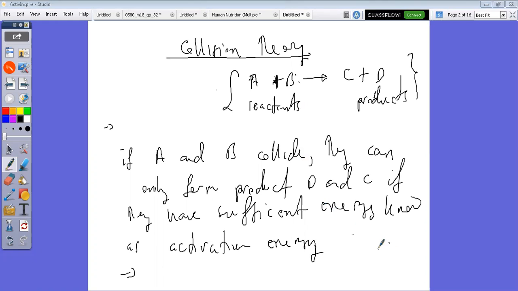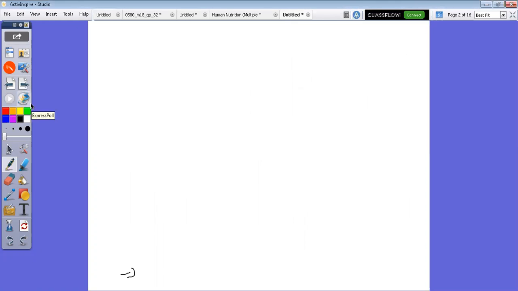So we're saying in reality, we have more unsuccessful collisions than successful collisions. Are we together? Yes, sir. Okay, so that's your kinetic theory. That's what you need to remember. Now let's look at factors that affect a chemical reaction.